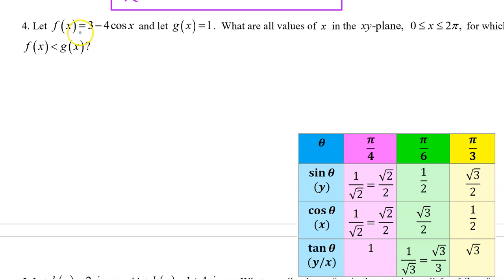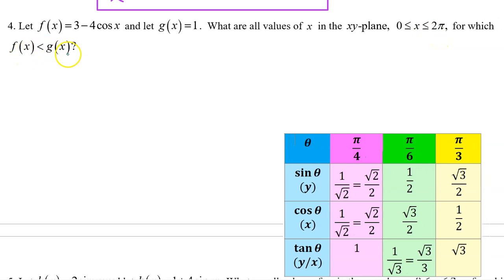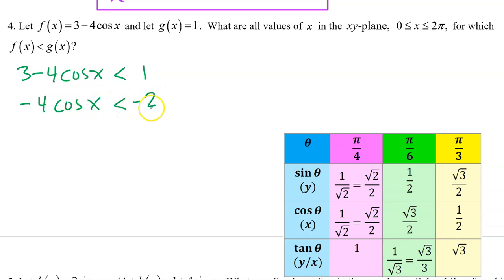Number 4, let f of x equal 3 minus 4 cosine x, and let g of x equal 1. What are all values of x in the xy plane between 0 and 2 pi, for which f of x is less than g of x? So we are looking for where 3 minus 4 cosine x is less than 1. Let's simplify this inequality by getting cosine x by itself, subtracting 3 from both sides. We have negative 4 cosine x is less than negative 2.